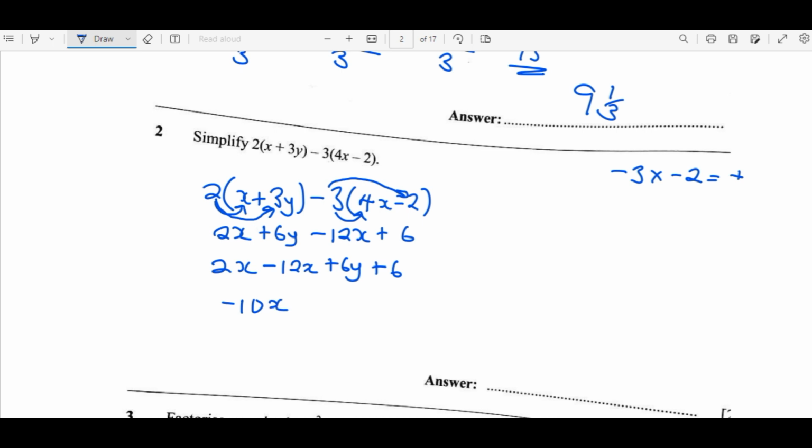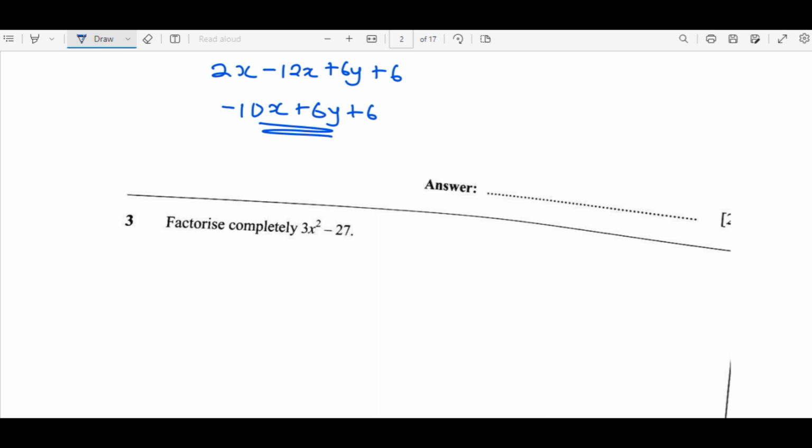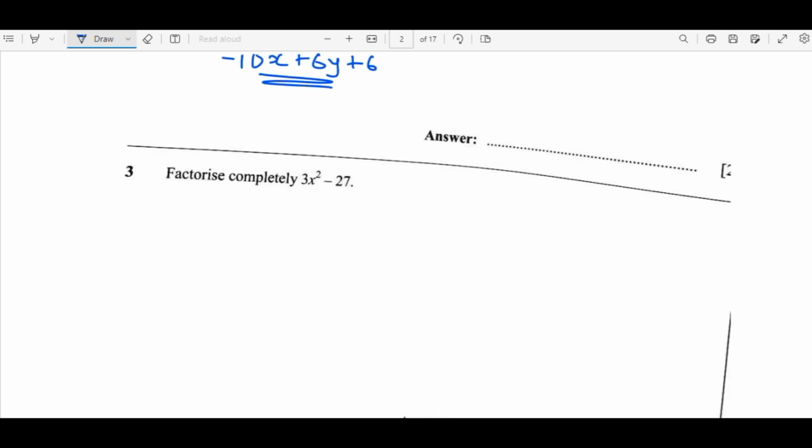And then these, they can't work out because these are unlike terms. So meaning that we're going to just copy them just like that. So it means that here we are done. We can move to the next one, which is question 3. Factorize completely.